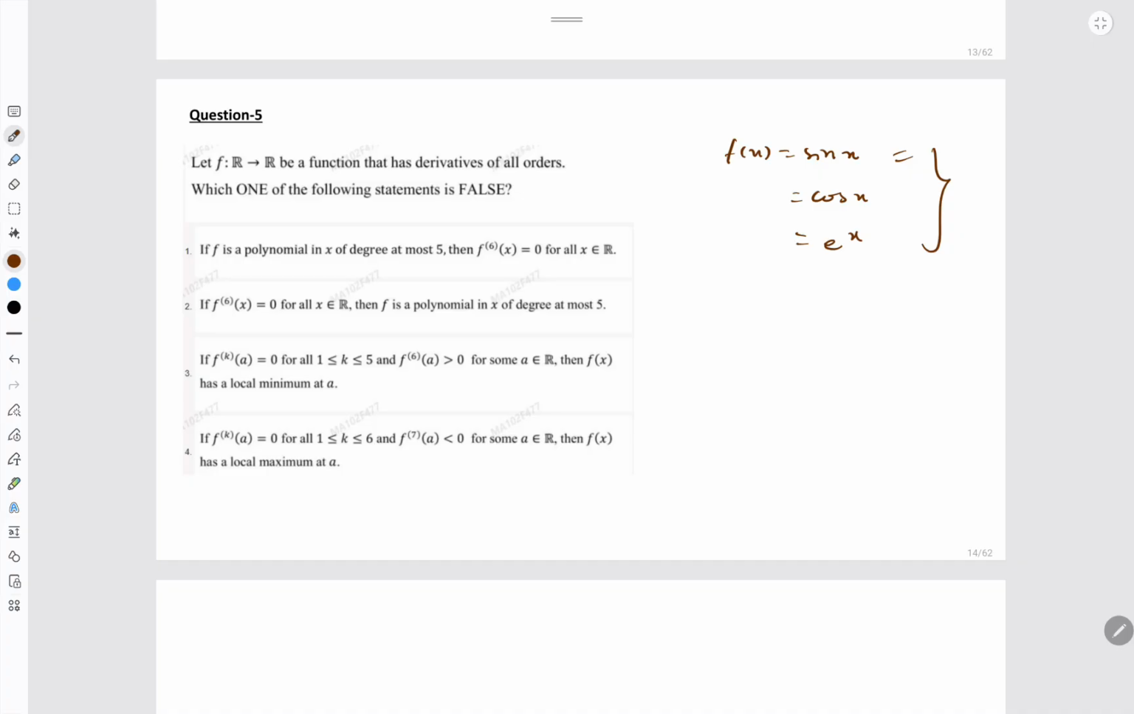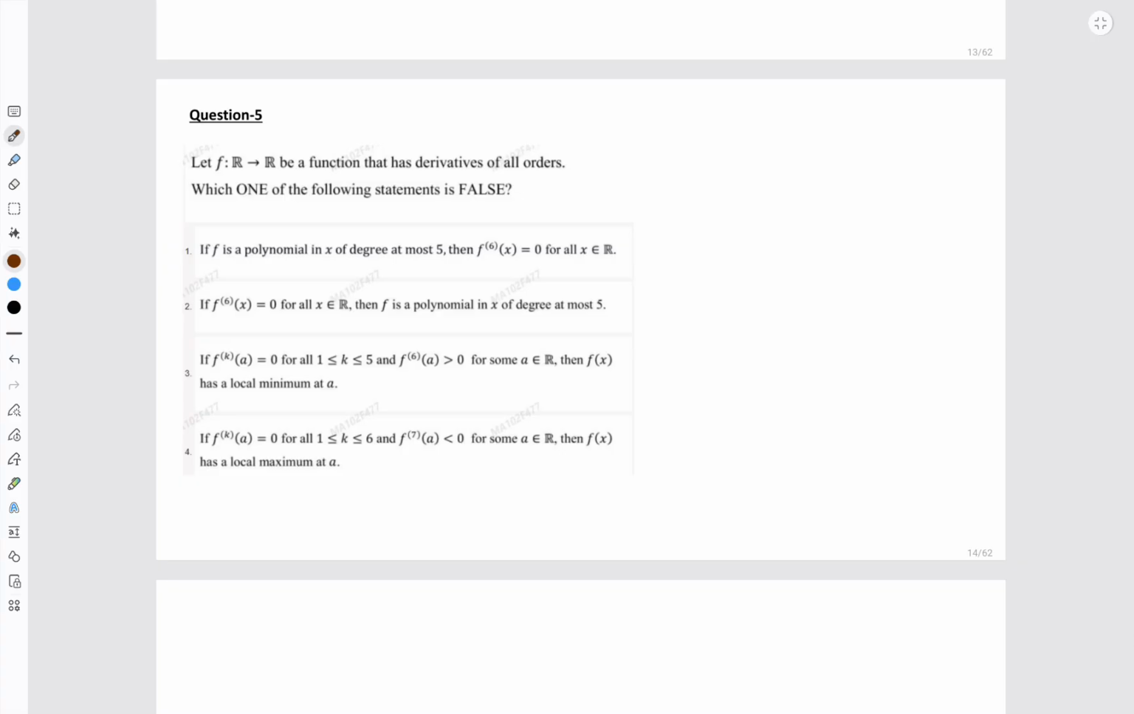So there can be infinite functions, even the polynomial functions. If f of x belongs to the vector space of the polynomial functions, then also it is true. So we have not been given much information here, right? We have to see the options and we can eliminate from the options themselves.